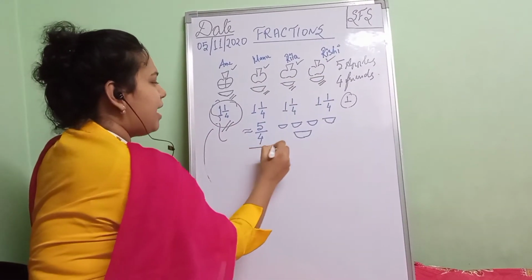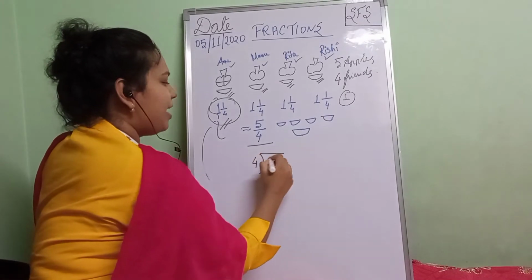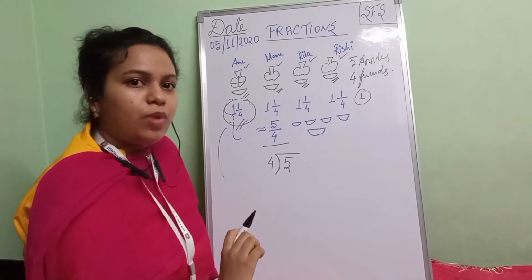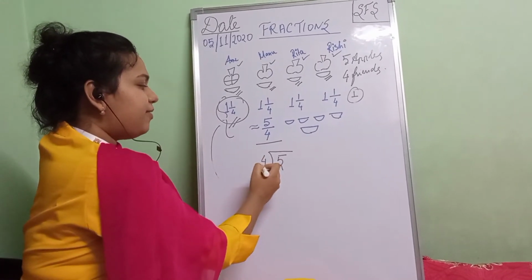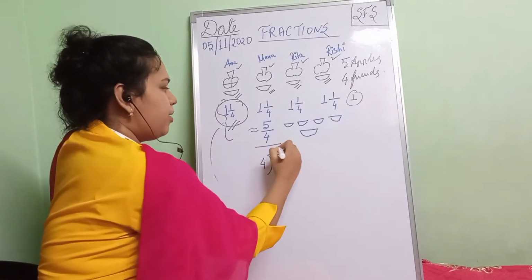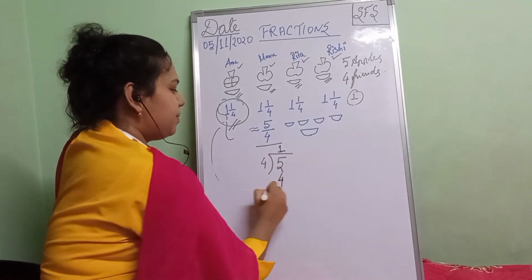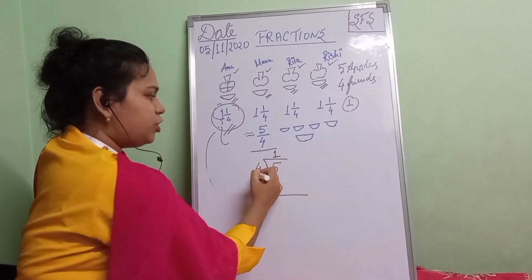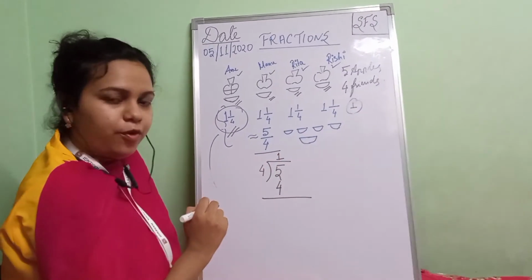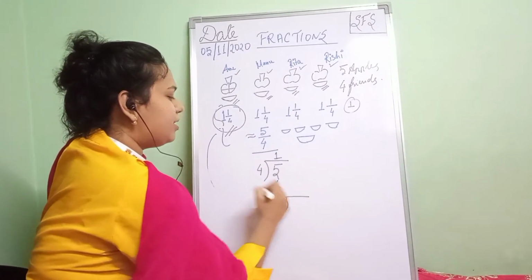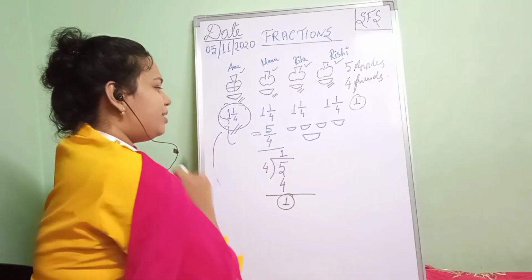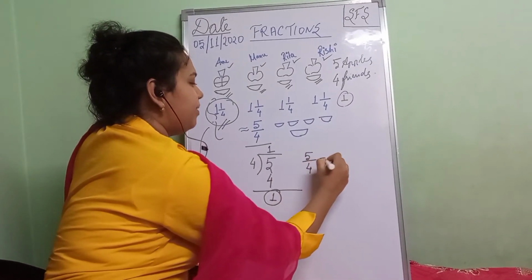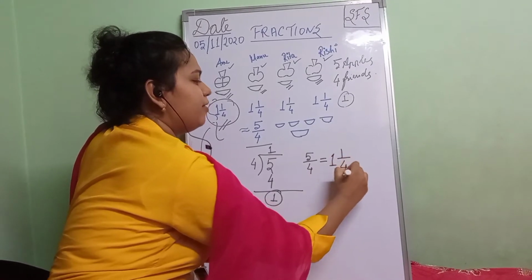Now, if you divide 5 by 4 using long division. Children, do you remember what long division was? See, you are dividing 5 by 4. What will you get? Since 4 ones are 4, at first you will multiply 4 with 1 and you'll get 4. What is the remainder? The remainder is 1. So 5 by 4 can also be written as 1 and 1 by 4.